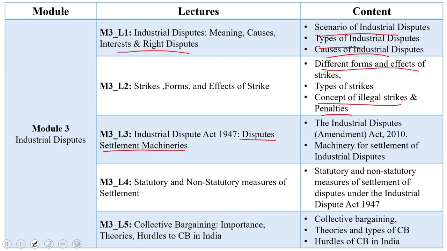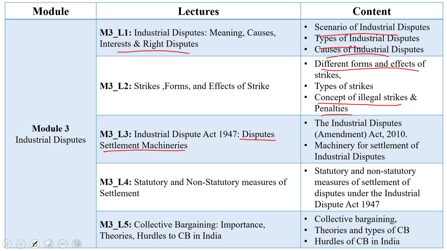So, the Industrial Disputes Act 1947, to be precise, provides an elaborate and efficient machinery for peaceful and amicable settlement of the industrial disputes. We had the introduction of work committees, conciliation officers, if you recollect, board of conciliation, courts of inquiry, labor courts, tribunals, etc. So, all these aspects were generally discussed with respect to the machinery for settlement of industrial disputes.